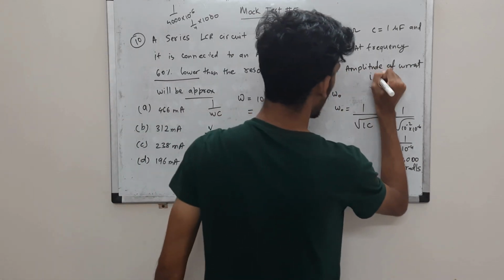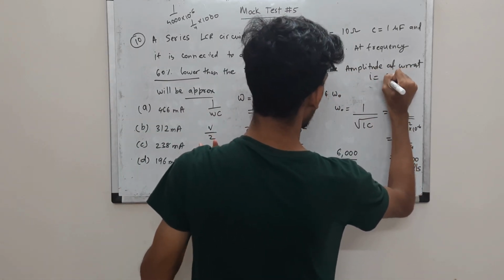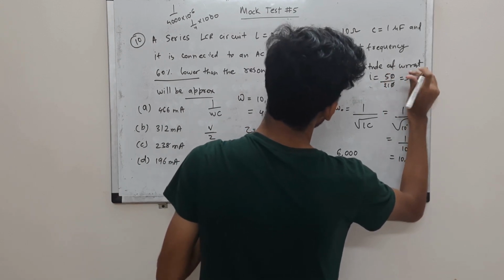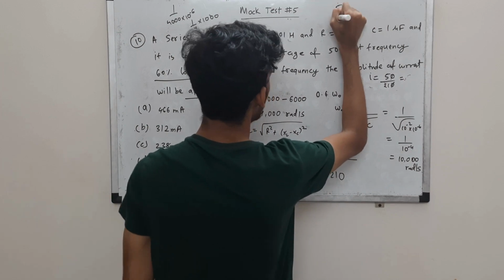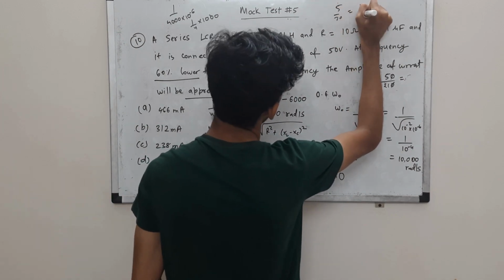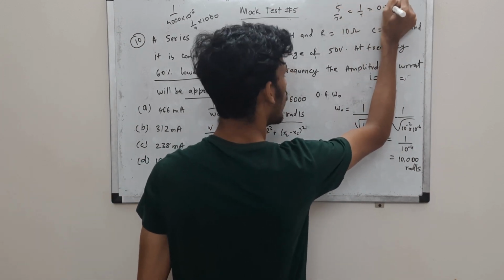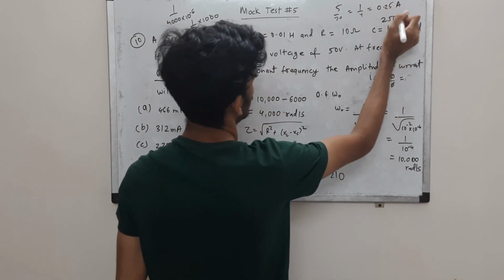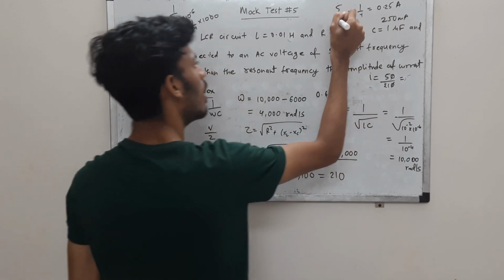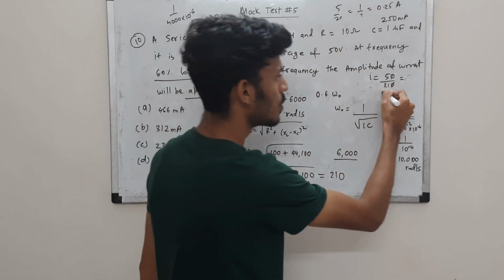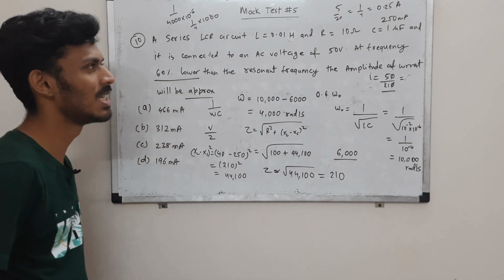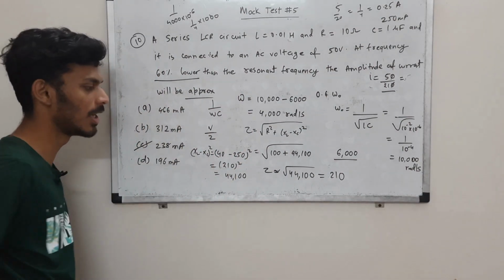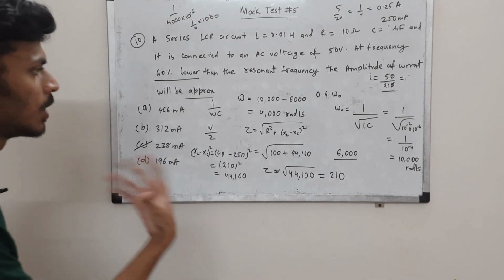So I will be V by Z. V is 50 and Z is 210. So it's 5 by 21, or let's approximate 5 by 20, which is 1 by 4. 1 by 4 is 0.25 amperes, so 250 milliamps. Now we divided it by 20, but we were supposed to divide 5 by 21, so the value will reduce by a little bit. It will be around 238. So that's our answer.